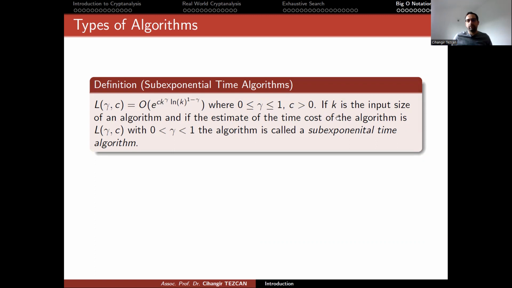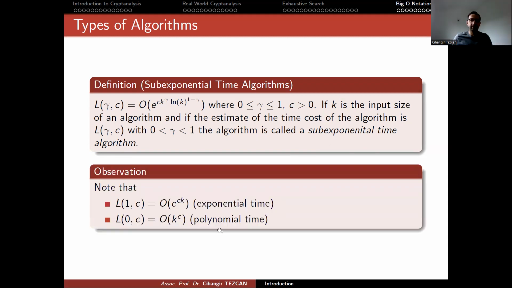Okay, so if k is the input size of an algorithm, and if the estimate of the time cost of the algorithm is this L gamma c, gamma between 0 and 1, the algorithm is called a sub-exponential time algorithm. So here one thing to notice is that if gamma is 1, this becomes 1 minus 1, 0, so you cancel this part, it ends up with e to the power ck, so it is exponential time.